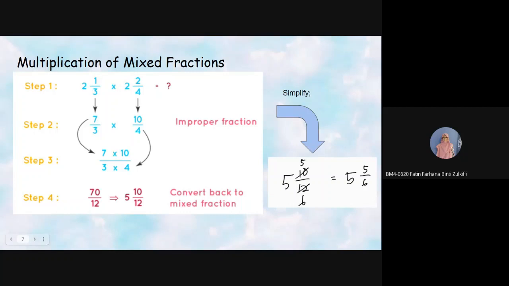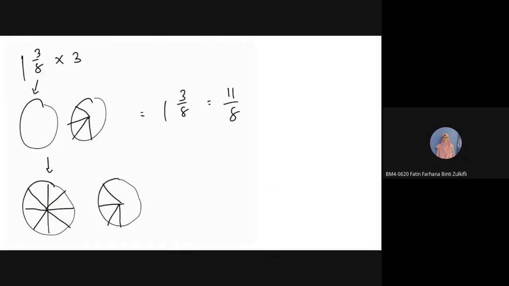Then convert back to a mixed fraction. So we get 5 10 over 12. For this fraction, we can still simplify it. So 5 10 over 12, to simplify, we get 5 5 over 6. So move to another example.